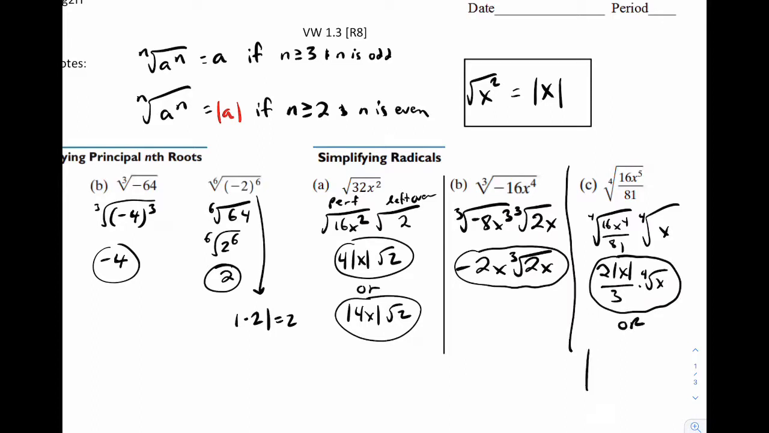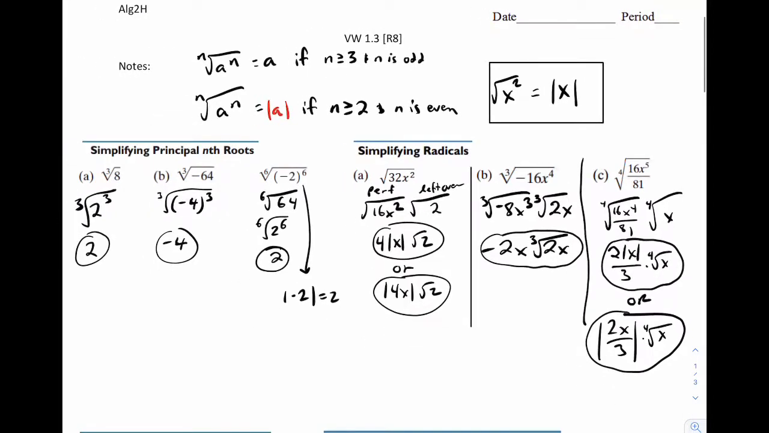Or some people write the absolute value of 2x over 3 times the 4th root of x. And again, we're only doing that to account for the possibility that x could be negative. So you just gotta be careful with that with even roots. So notice how it's an even root. You always gotta be careful when that happens.